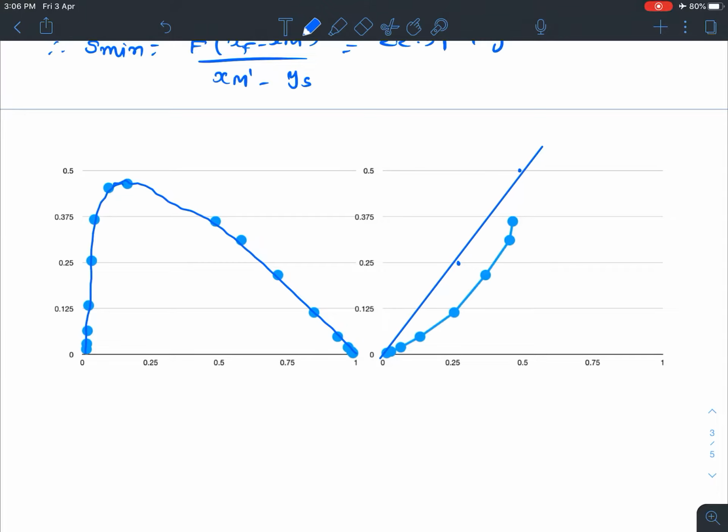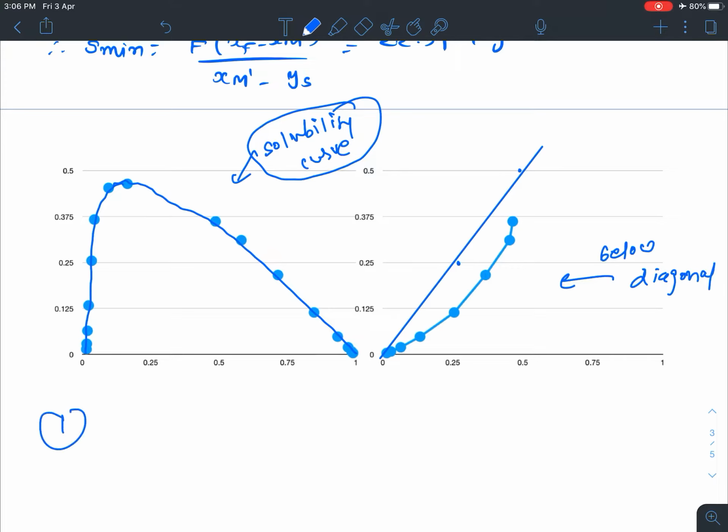Okay, it's approximately diagonal. Here you can see that our distribution curve is below the diagonal, and this is our solubility curve. Now what is the first step? We have the feed and solvent compositions available with us. So what we'll do is join the feed and solvent points on this weight fraction line.